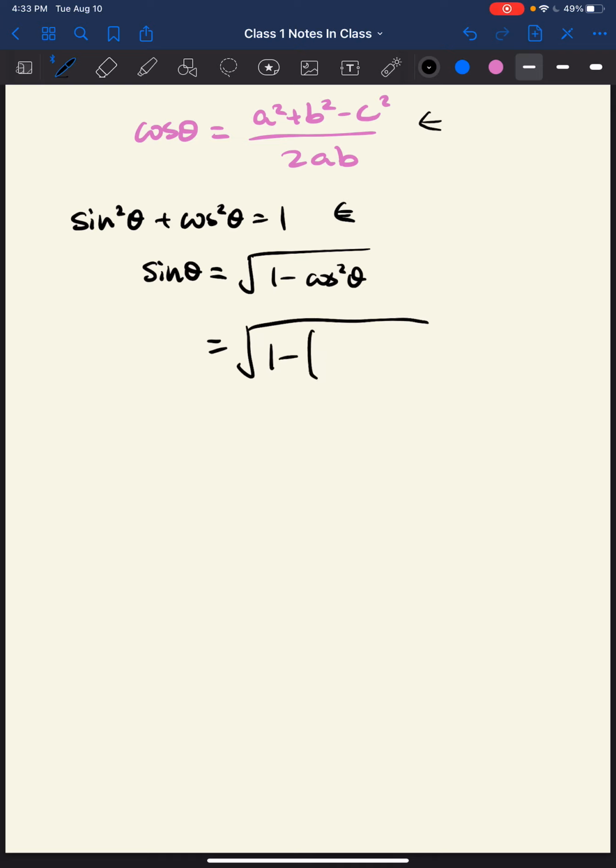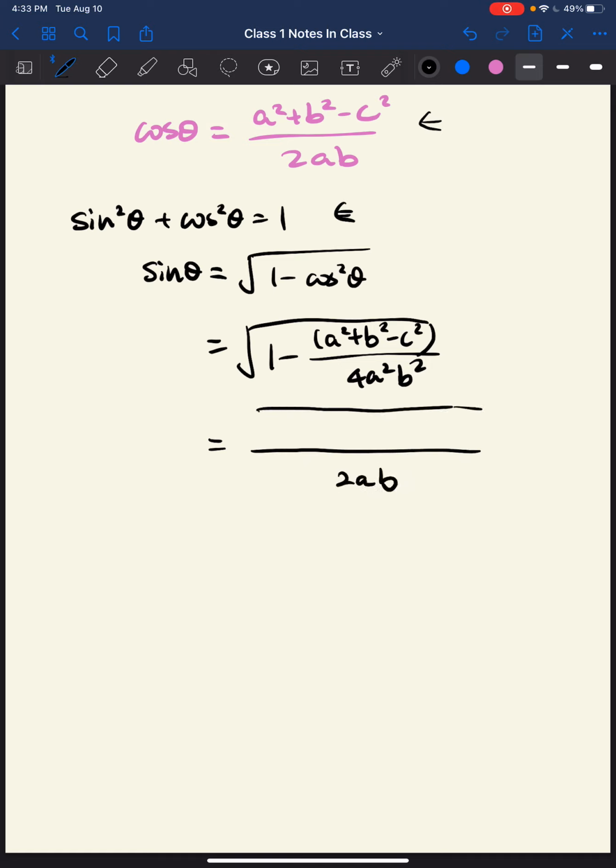1 minus, too big of a parentheses, a squared plus b squared minus c squared over 2ab, squared. Then we simplify this a little bit. So 2ab, square root of 4a squared b squared minus a squared plus b squared minus c squared, and the whole thing squared.